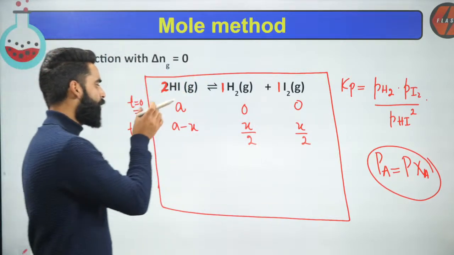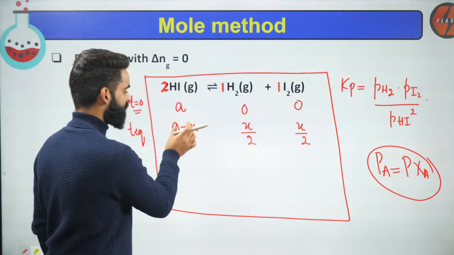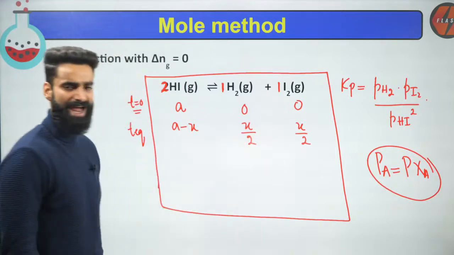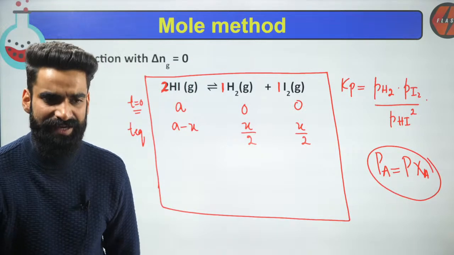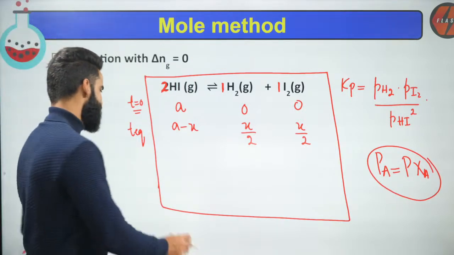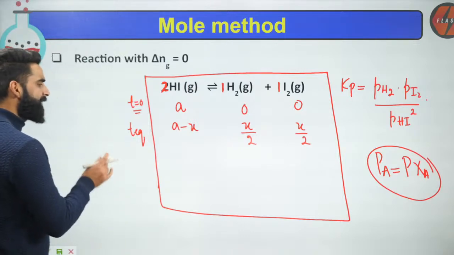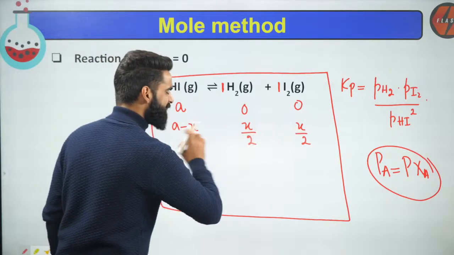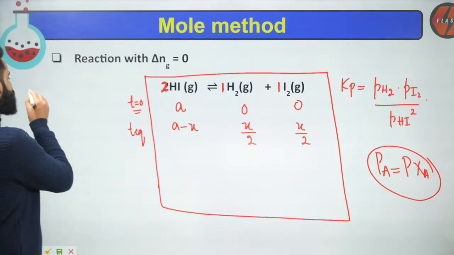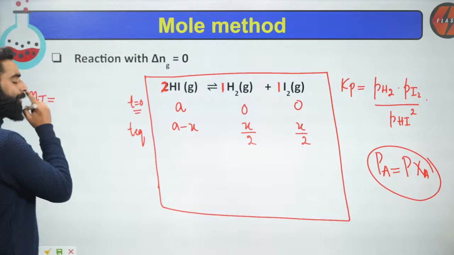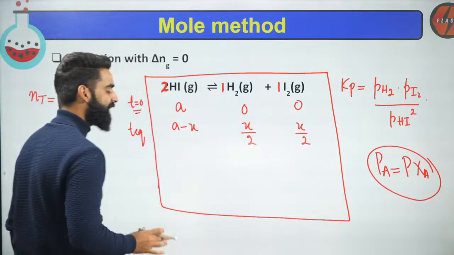Can I simply say I got the moles of each reactant and product at equilibrium? Yes. Since I got the moles of each reactant and product at equilibrium, can I get the mole fraction of each reactant and product at equilibrium? Absolutely, I can do that. First of all, let's calculate the total moles which I have at equilibrium. Let's see how many total moles are there in the container at equilibrium.